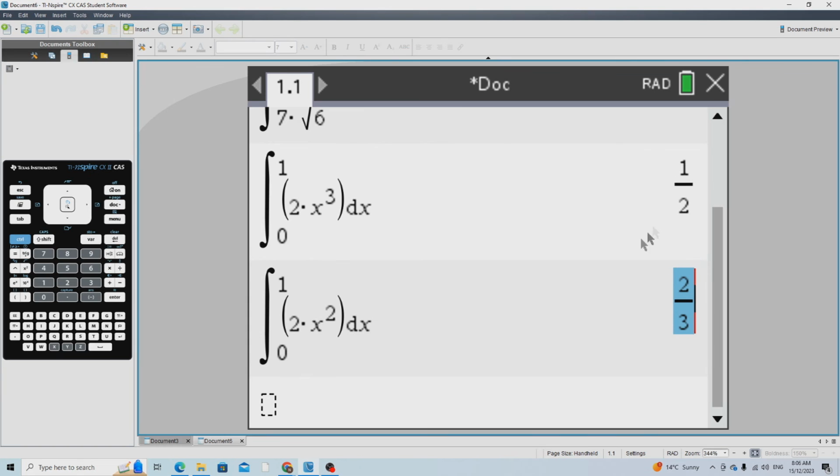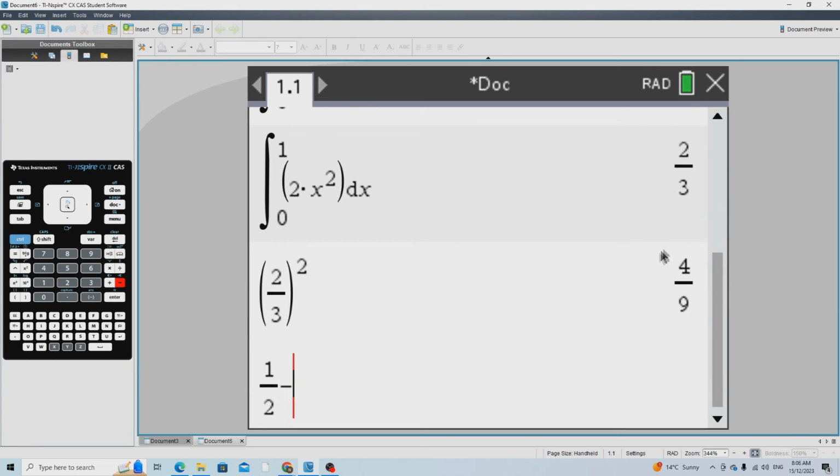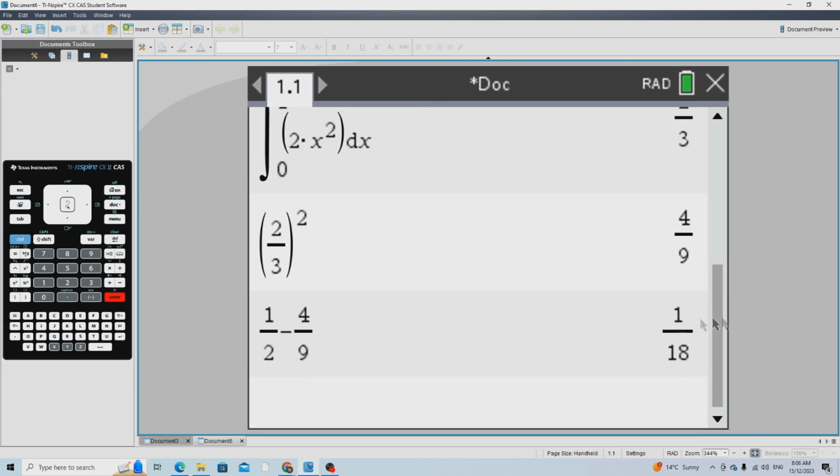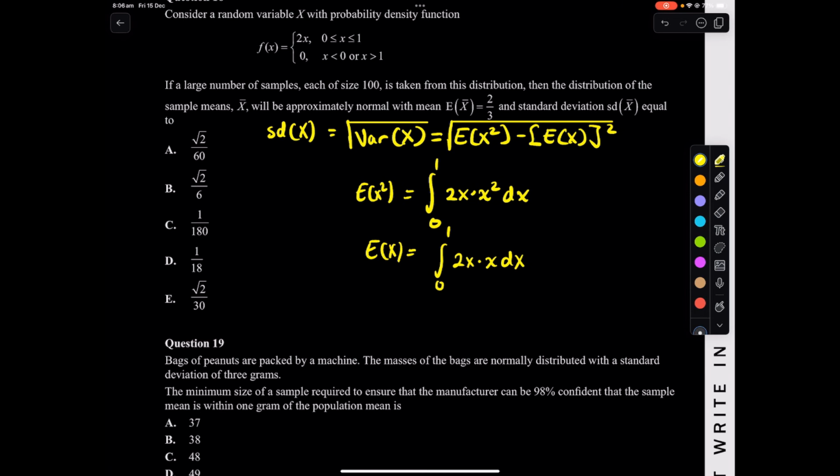So, remember we need to square this over here, and we're going to subtract it from the expected value of x squared. So this minus this over here, and we get this. Then we square root it. Hence, we get root 2 over 6. So let's write that down. Your standard deviation of x is root 2 over 6.